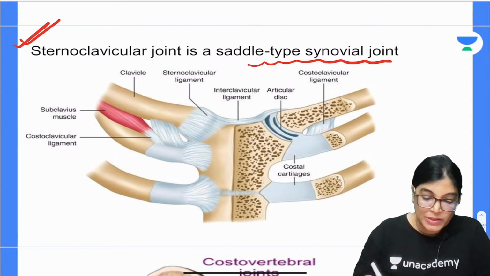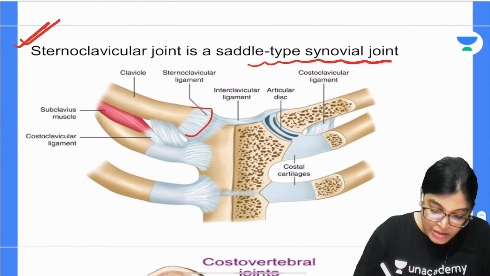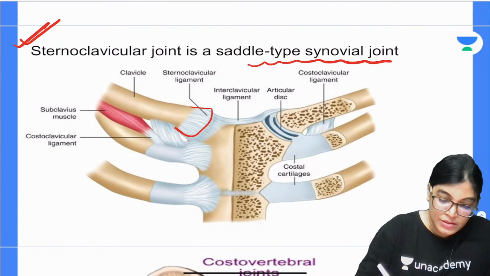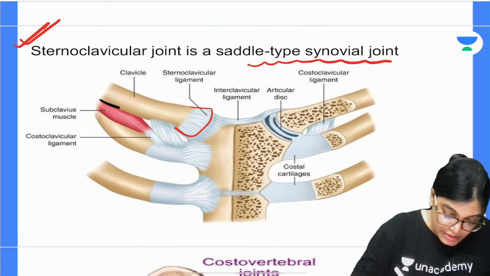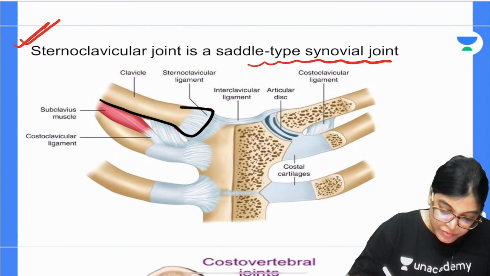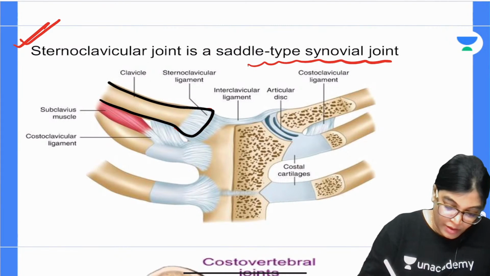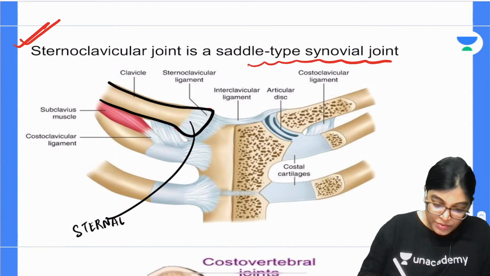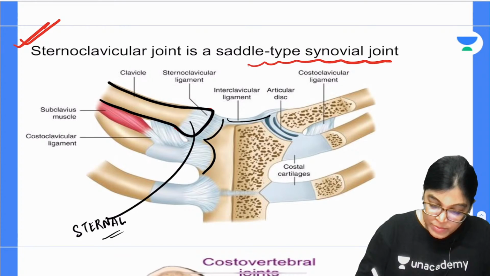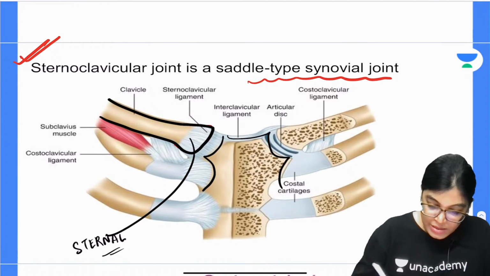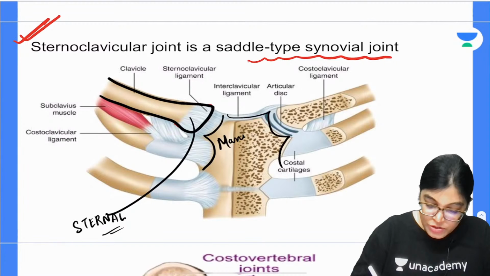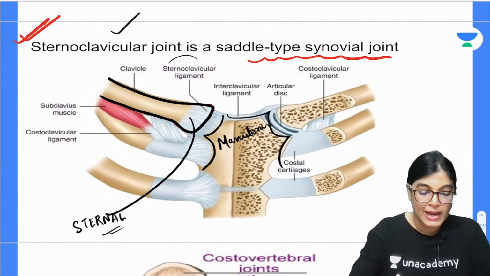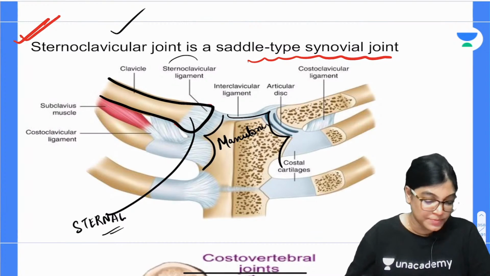The articulation between the sternal end, see here, this is the sternal end of the clavicle, and this structure is the manubrium sterni. So, this is the manubrium of the sternum. The articulation between the sternal end of the clavicle and the manubrium sterni, forming the sternoclavicular joint, is a saddle type of articulation.